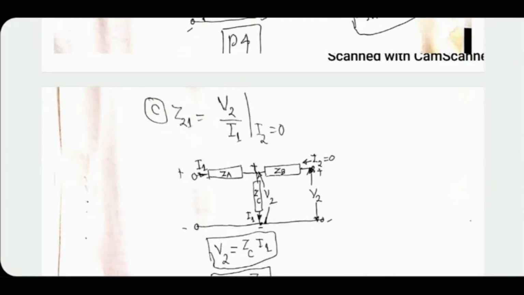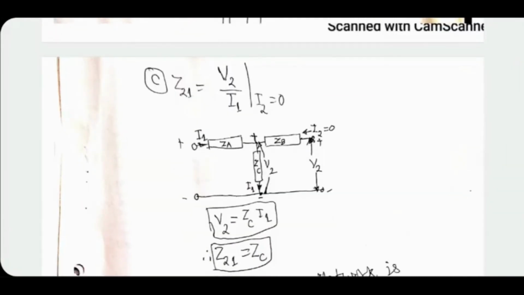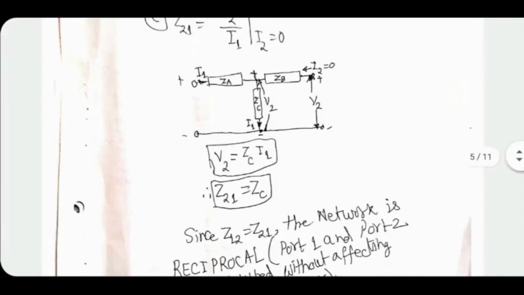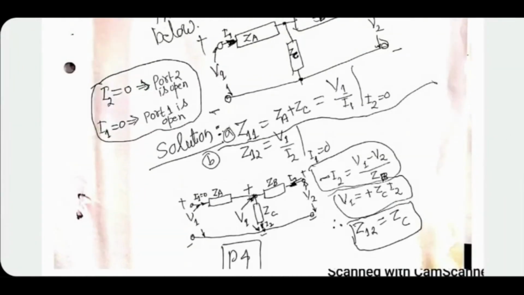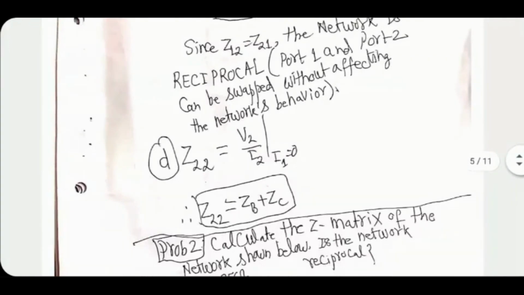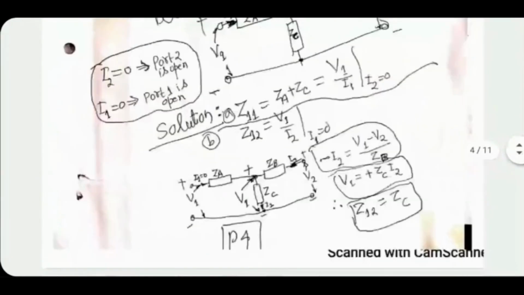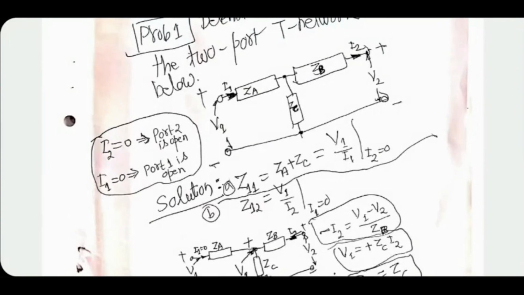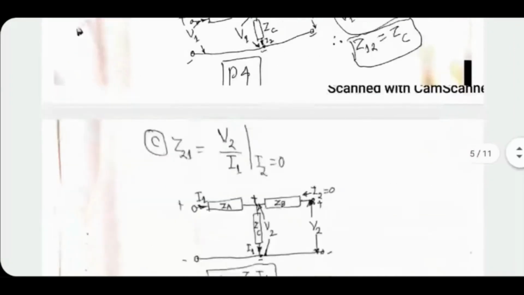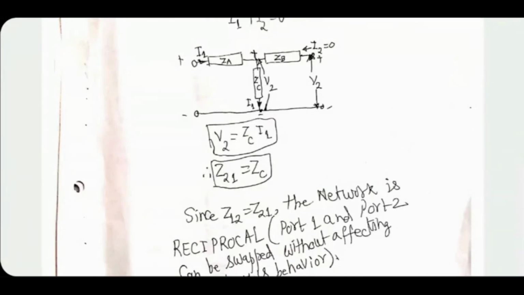Z21 is the third one, which is V2 divided by I1 when I2 is 0. It's quite similar to what we did for Z12. And in this case also, the answer turns out to be ZC. And the last one is Z22, which is fairly straightforward. V2 upon I2 ratio when I1 is 0. When I1 is 0, V2 upon I2 will be simply ZB plus ZC. So the four parameters can be predicted using basic circuit theory for this particular network.